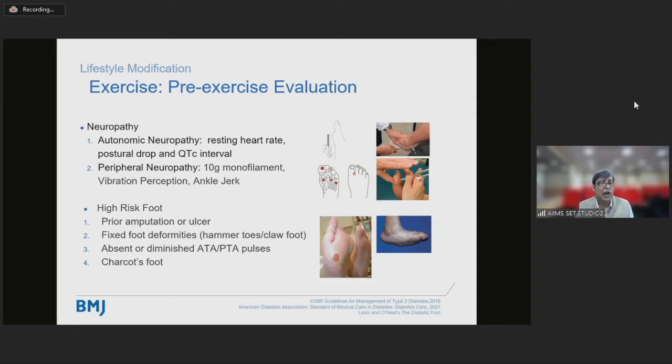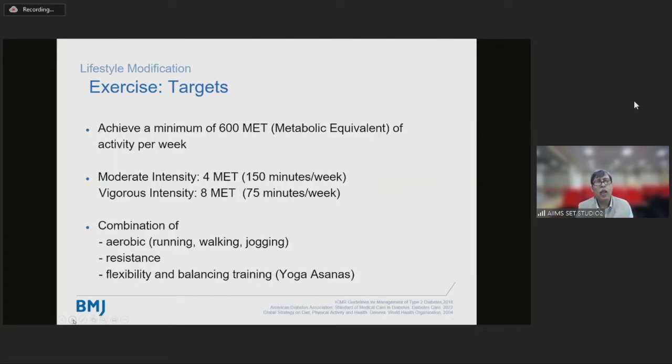Again, all of this needs to be evaluated, and therefore in your first evaluation of the patient, a foot examination is more important than seeing the face of the patient. Even if they're wearing a mask in today's COVID environment, that may be all right, but taking the shoes and socks off, very, very important.